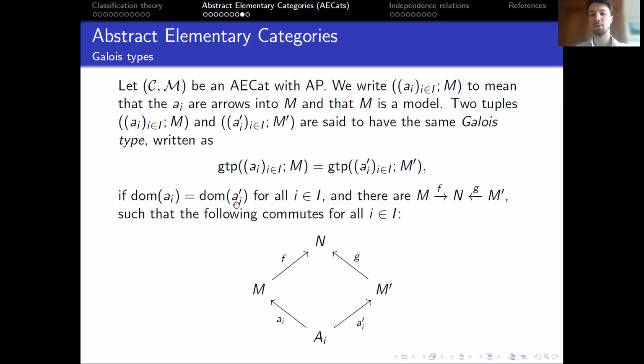If for every i their domain is the same, domains need to match if we want to say anything about amalgamation at all, and there are common extensions from M and M prime to N, such that the following commutes for all i, well, the same diagram as we had before. So from this point of view, types or Galois types really become a statement about being able to amalgamate things or not.